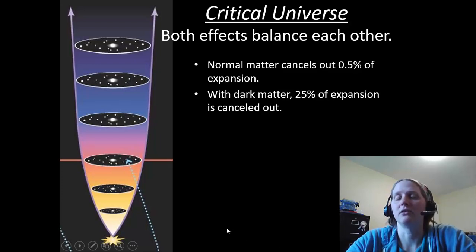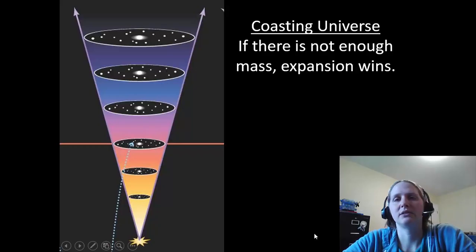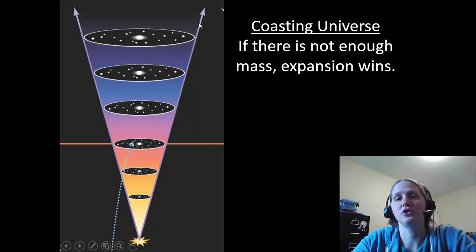So now let's look at the model where expansion wins. Right now it's sounding like this is our universe. It's called the coasting universe. You have the Big Bang and the expansion of the universe all the way up to the present and into the future. The expansion just keeps going.